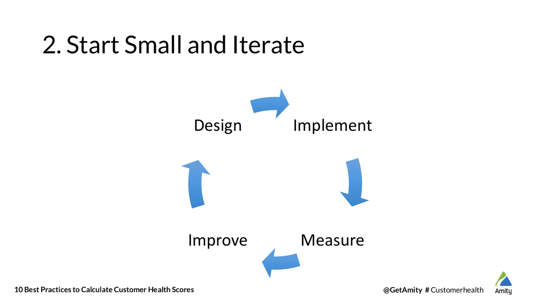We've seen our customers from time to time implement elaborate signals and elaborate health scores, and 90 days later, they throw all of that out and start again because they have a better idea of what they need. And you'll just get there faster if you start small and iterate: design 1 or 2 signals, 1 health score, put it into action, measure the results, see what works and what doesn't work, make some improvements, redesign. This is the process that almost all of our customers go through as they're working on their set of customer signals and health scores.